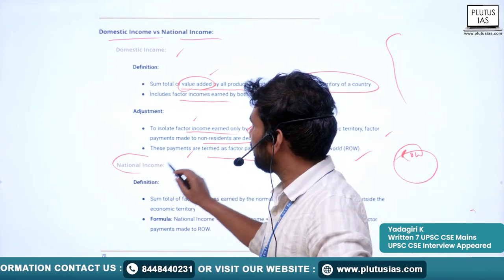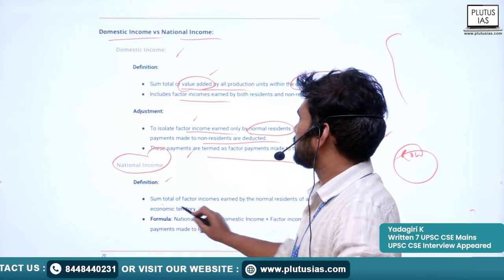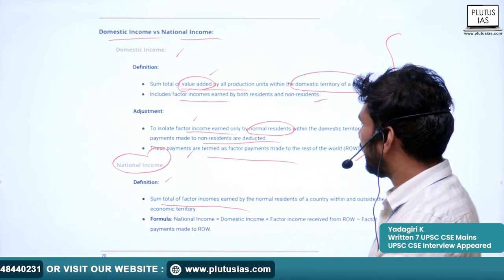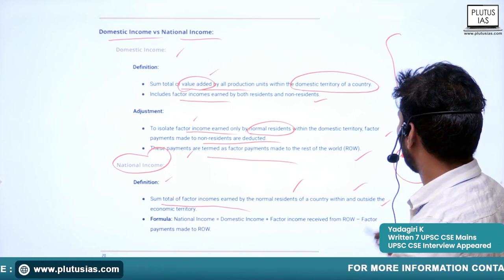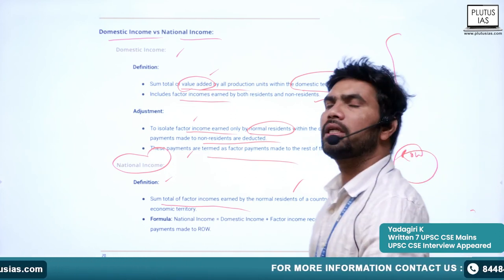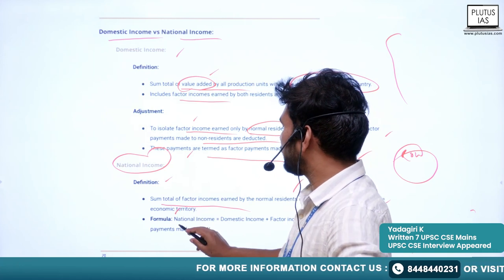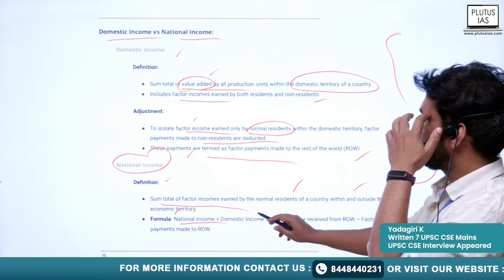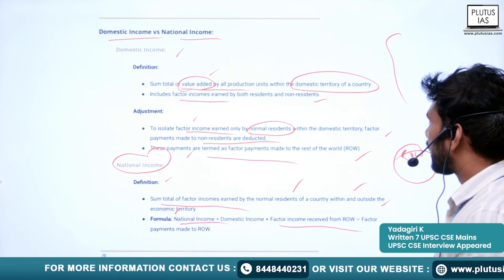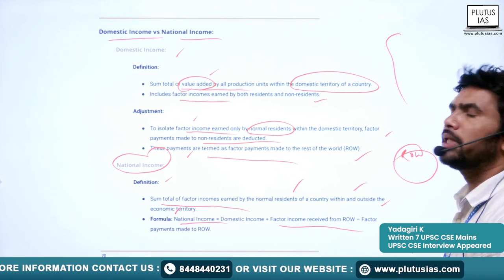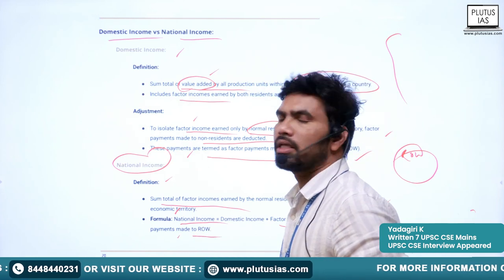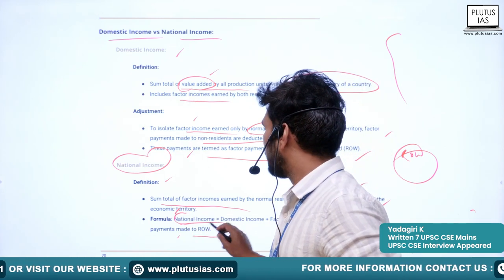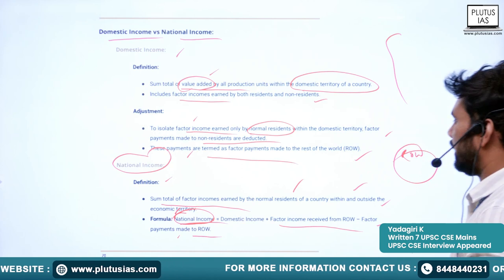Next is national income. Definition: the sum total of factor incomes earned by the national residents of any country within and outside the economic territory. Formula: national income is equal to domestic income plus factor income received from the rest of the world minus factor payments made to the rest of the world. This is the national income.